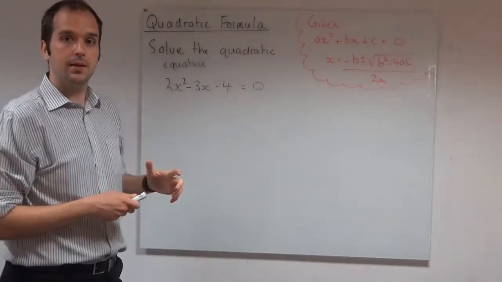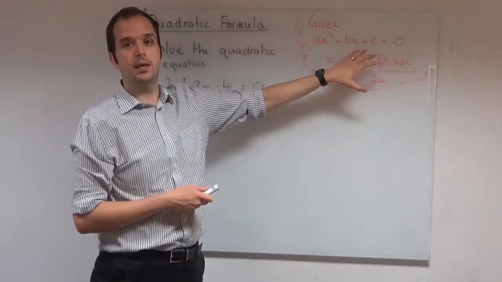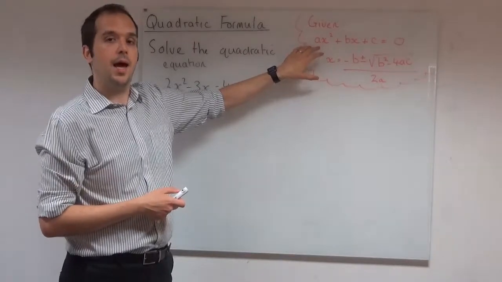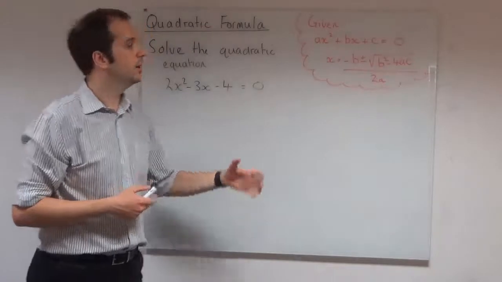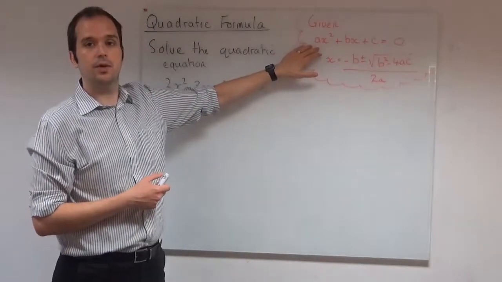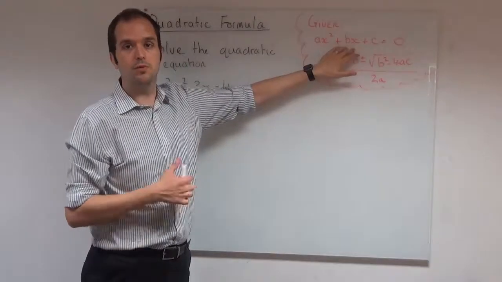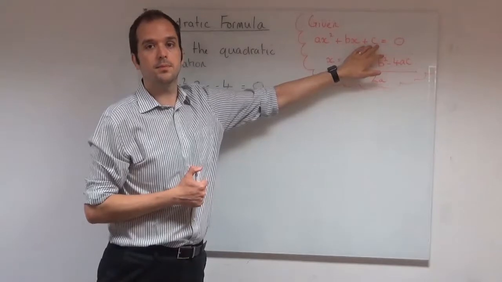Now, it's important that you correctly write down the values of your a, b and c. A is always the coefficient of x squared, and the word coefficient basically means the number in front of it. So a is the number in front of x squared. B is the coefficient of x, the number in front of x, and c is your constant term.